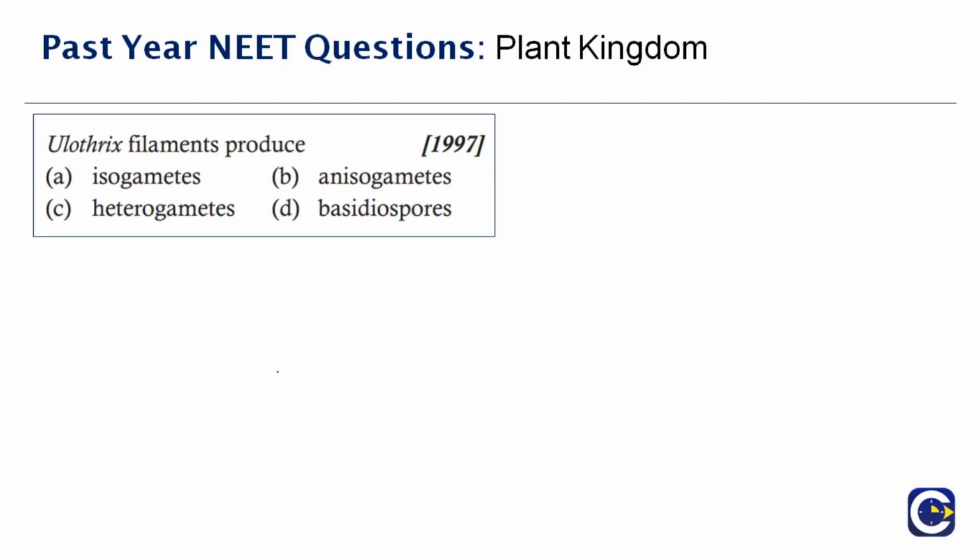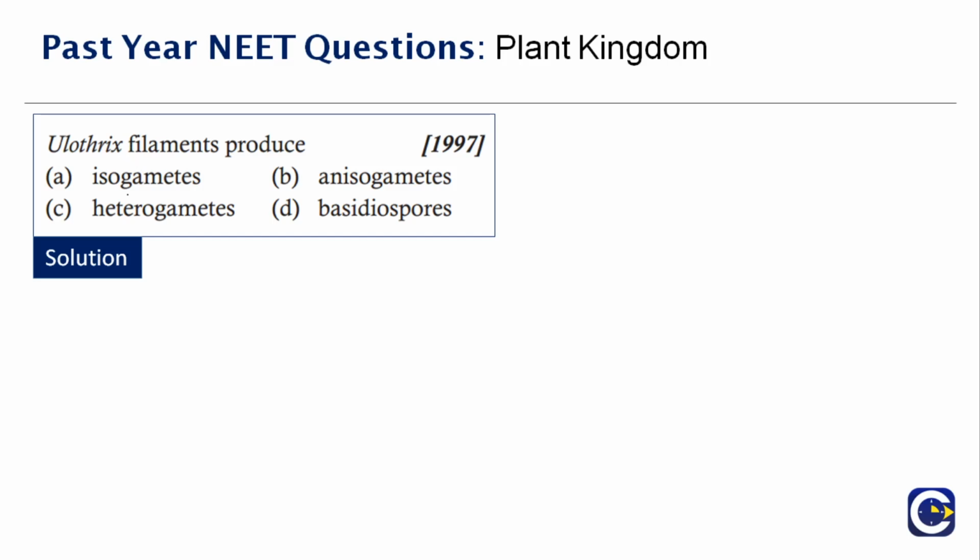Okay, now let's move to the next question. Lothrix filaments produce dash. This question was again asked in 1997. We've already discussed in the earlier slides what is Lothrix. We all know that Lothrix is a green algae, and its habitat is that it will thrive in low temperatures. It has an important special cell which helps them for holdfast, that is, that cell will help them give grip and attachment over the surface. So Lothrix is all about that. And we know it's a filamentous algae.